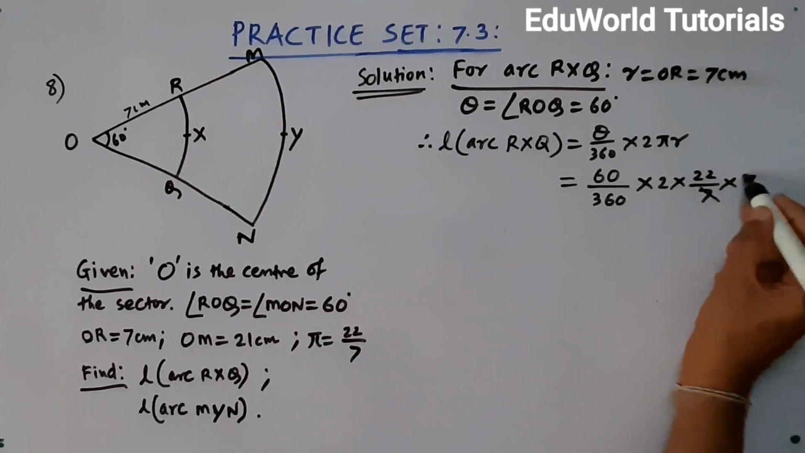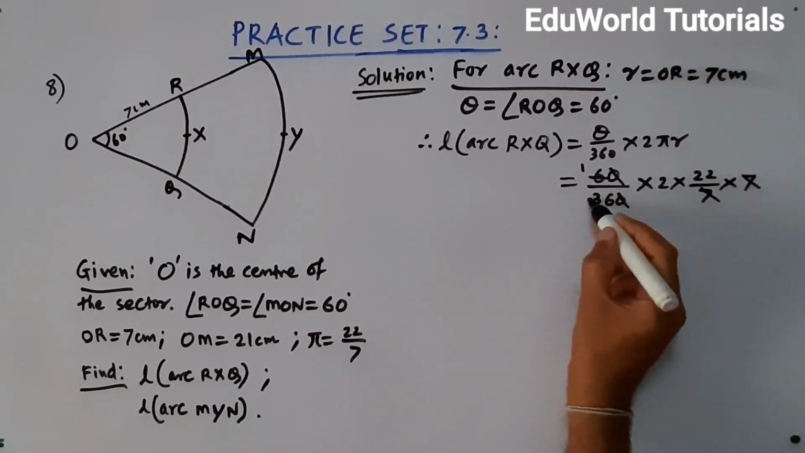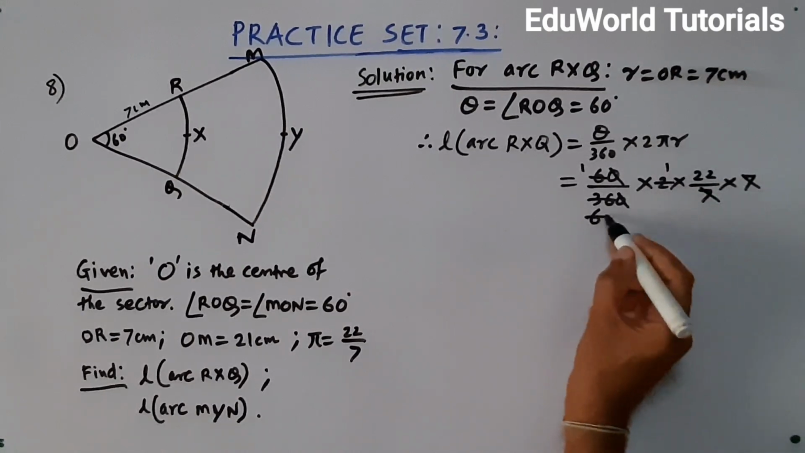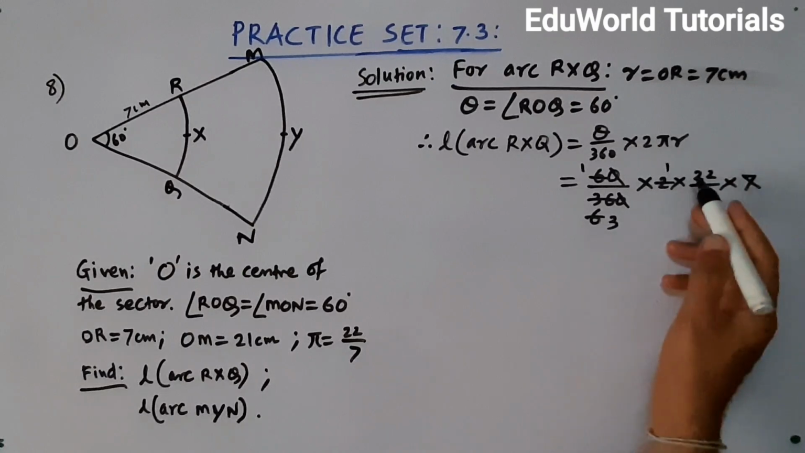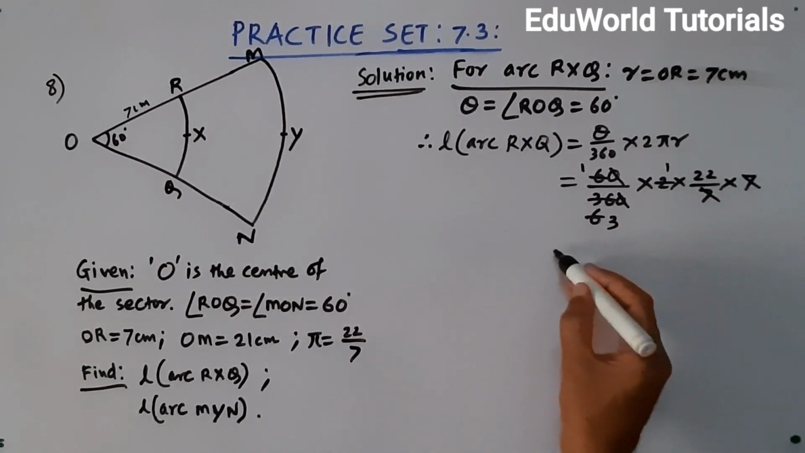We can cut this 7 with this 7, this 0 with this 0. 6 1s are 6, 6 6s are 36. This 2 and 6 we can cut. 2 1s are 2, 2 3s are 6. Remember 3 is in the denominator. What is left with us? 22 in the numerator and 3 in the denominator.